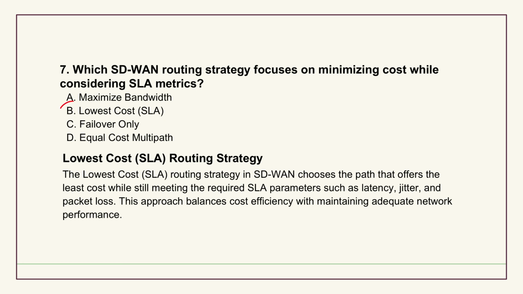So it's cost conscious, but performance is still a gatekeeper. Exactly. It balances cost efficiency with the necessary application quality. It won't just shove your VoIP calls over a cheap, terrible link if a better one is available and needed. Got it. Other strategies might prioritize, say, maximizing bandwidth or just simple failover. Right. Different strategies for different needs.